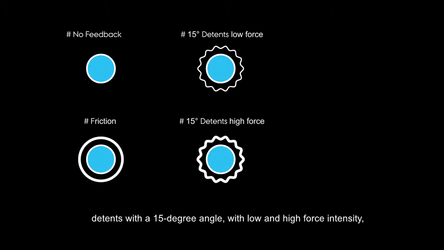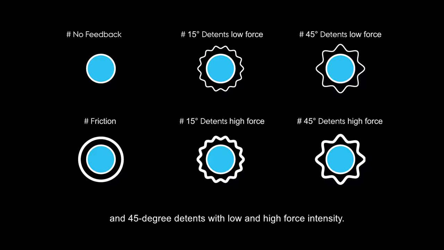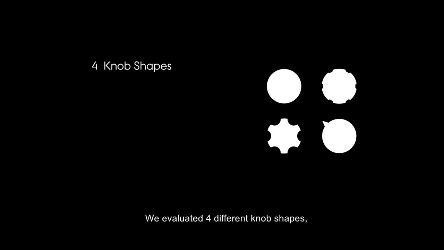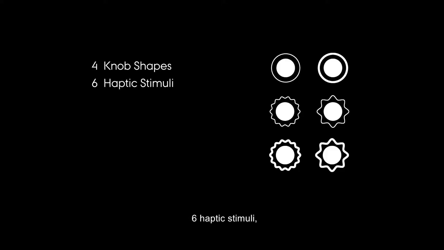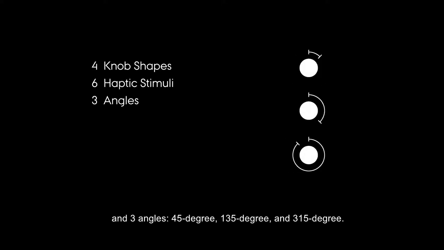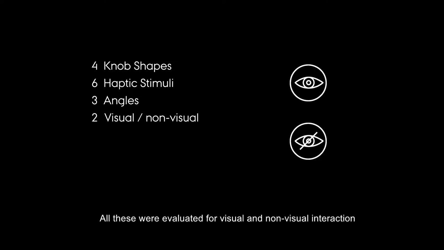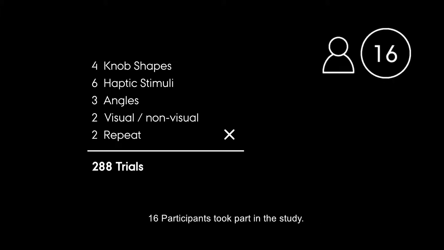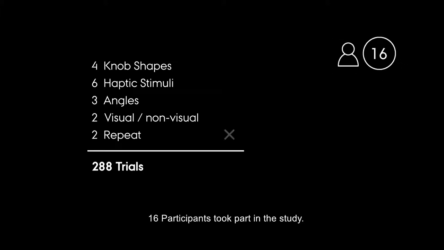The set of evaluated haptic stimuli consisted of the baseline condition, no feedback, friction, detents with 15 degree angle with low and high force intensity, and 45 degree angle with low and high force intensity. We evaluated four different knob shapes, 6 haptic stimuli, and 3 angles, 45 degree, 135 degree, and 315 degree. All these were evaluated for visual and non-visual interaction and repeated twice, resulting in a total of 288 trials per participant. 16 participants took part in the study.